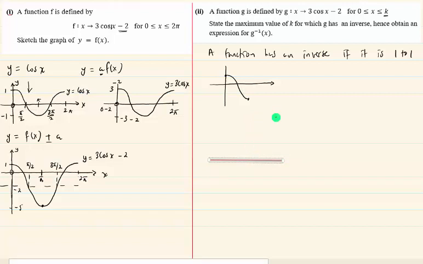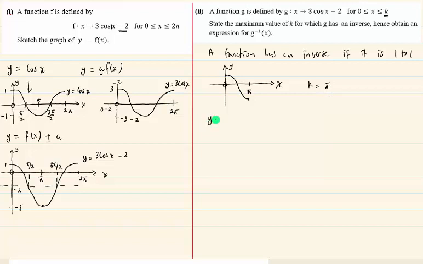So now you can see that the maximum value for when it is going to be 1 to 1 is from 0 to pi radians. So if that is y and that is your x-axis, it means that k is going to be equal to pi radians, and this is the only time that the graph is going to be 1 to 1. Beyond that, the graph starts doing that and the horizontal line is going to cut it twice, which is undesirable for a function to have an inverse. Now we're going to find the inverse.